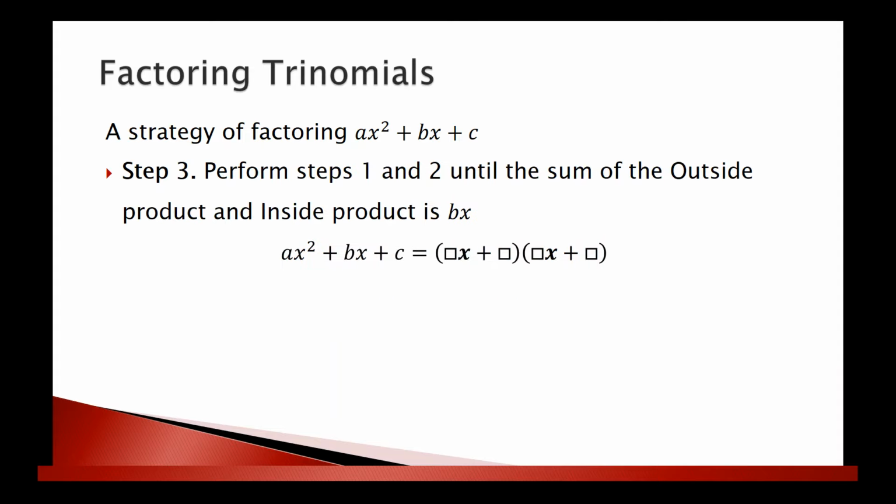And the third step is to perform steps 1 and 2 until the sum of the outside product and inside product is bx, which is the middle term of the trinomial. So we want the sum of the inside and the outside product to equal the middle term bx.